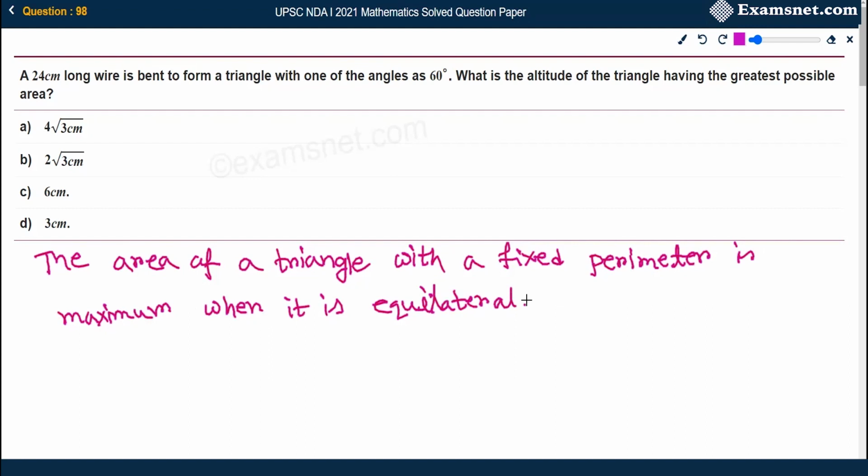Okay, this is the concept. The area of a triangle with a fixed perimeter will be maximum when the triangle is an equilateral triangle. So here, they said the altitude of the triangle having the greatest possible area. So this triangle should be an equilateral triangle.